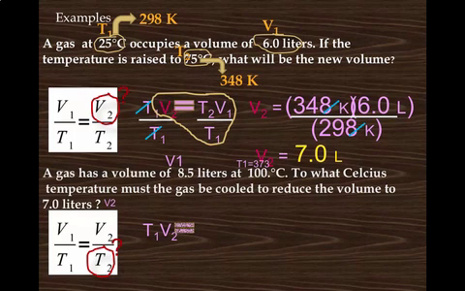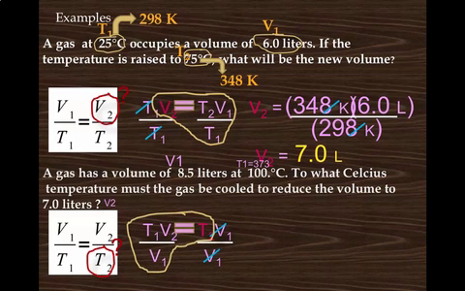So I'm going to cross multiply these first, and then I'm going to get T2 by itself. So I'm going to divide both sides by V1, and it's going to cancel on the right here. And so there is my formula.